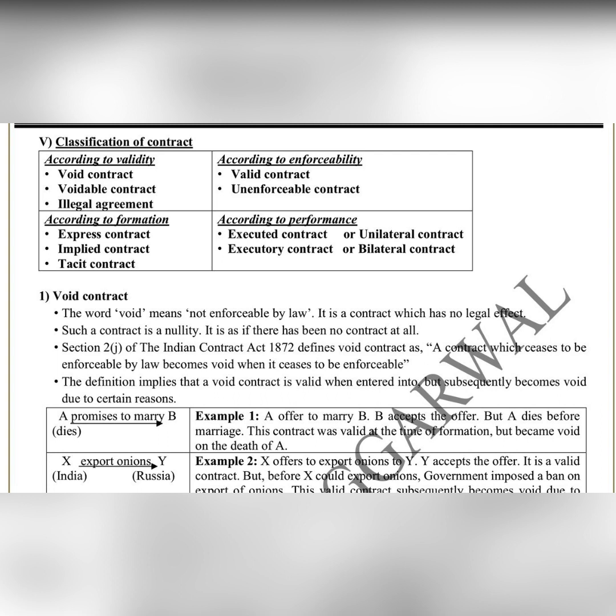Then what does it become? It becomes void. When does it become void? When it ceases to be enforceable. Okay, so a contract, it means it was valid when entered, which ceases to be enforceable by law. What happens when it stops being enforceable by law? It becomes void. Now, when does it become void? When it ceases to be enforceable.